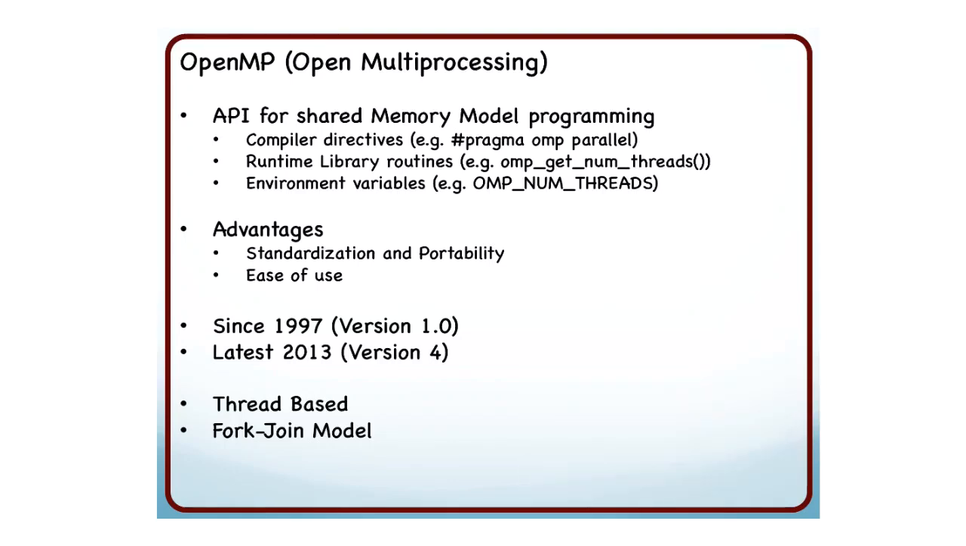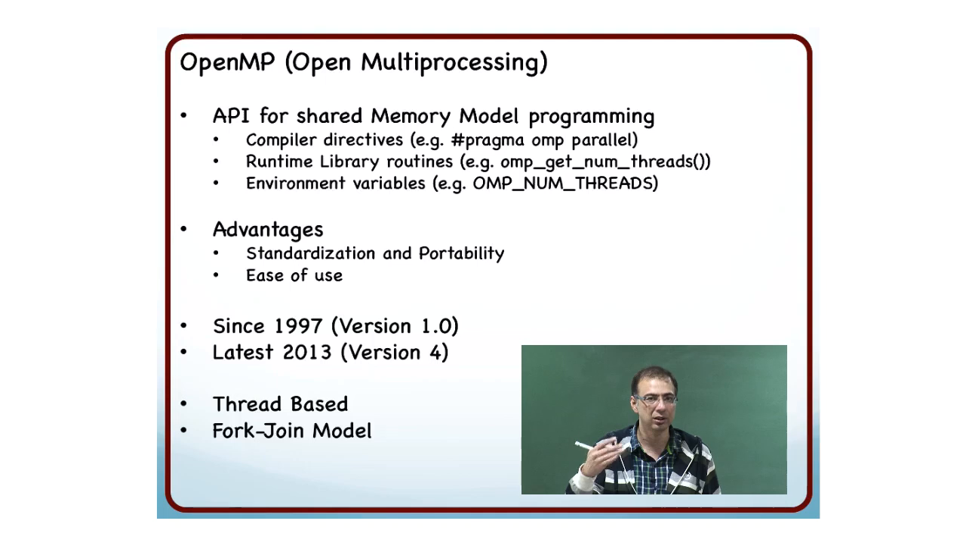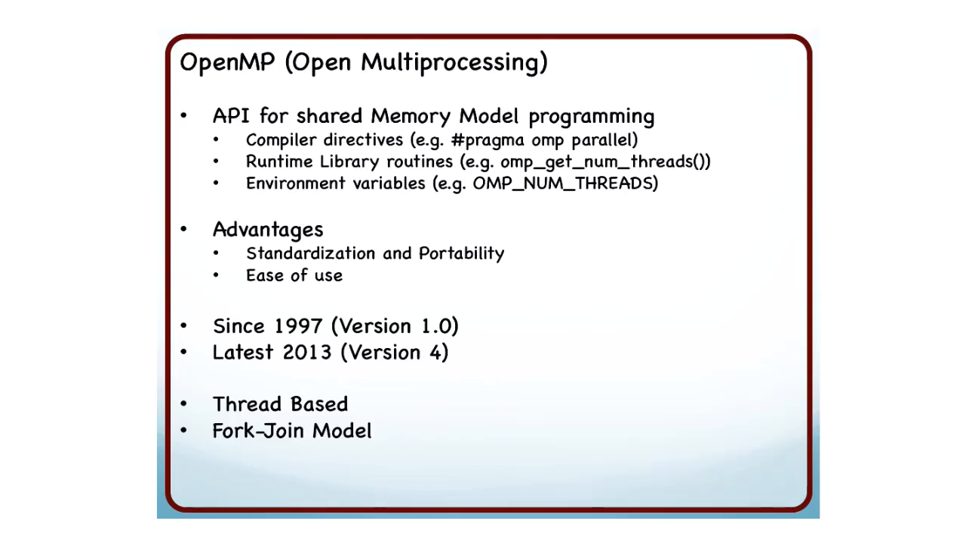OpenMP has been around since 1997. That was version 1. The latest one is version 4. It's a thread-based model. So there are threads which share the same address space, right? So everything is shared by the threads except for their own stacks, right? And the thread local space. So all the global variables, the code, everything is shared, right? Finally, OpenMP is based on the fork join model.